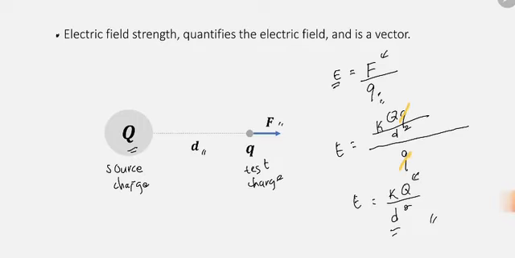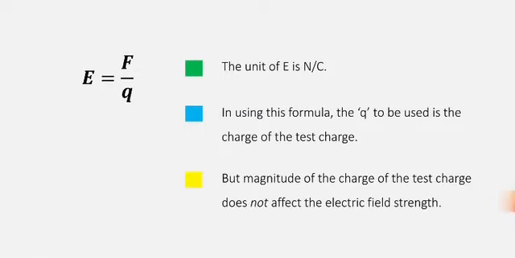So the farther away you are from the source charge, the weaker the electric field intensity will be on that position. And then notice that it's also an inverse square relationship. Ibig sabihin, if you double the distance from the source charge, the electric field strength will be 4 times weaker. So from this formula, you can see that the unit is N over C. Newton for force and Coulomb for charge. Remember, if you will use this formula, this q is the magnitude of the test charge. Okay? Not the source charge.